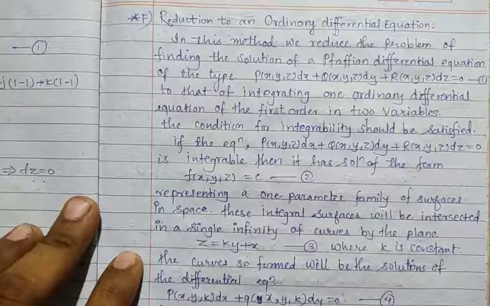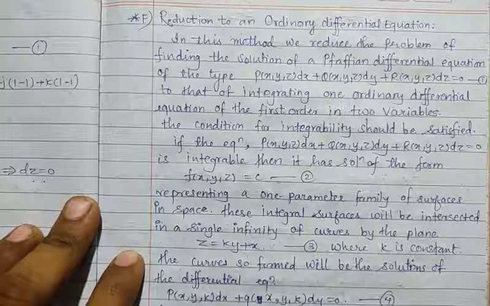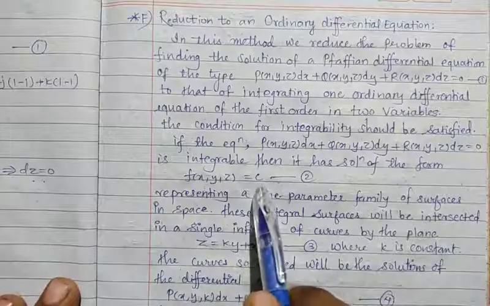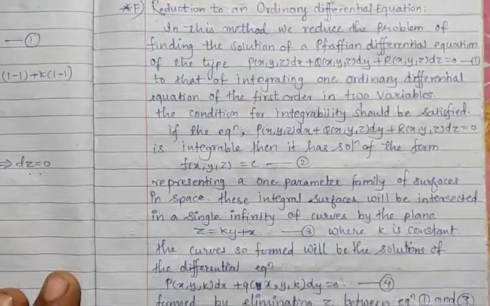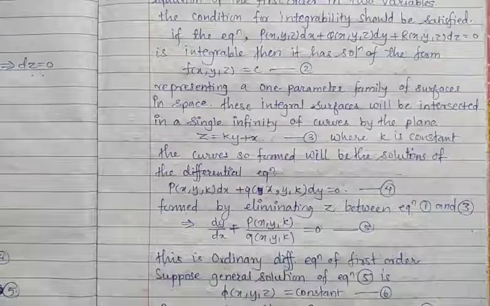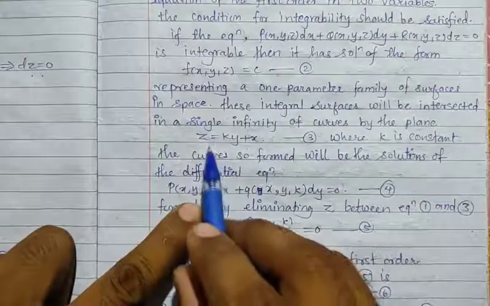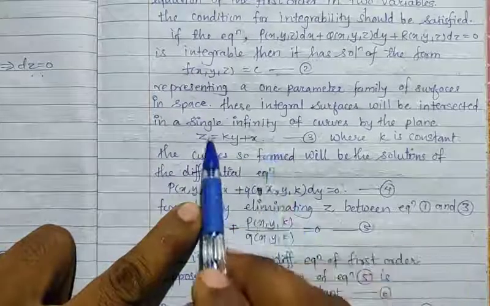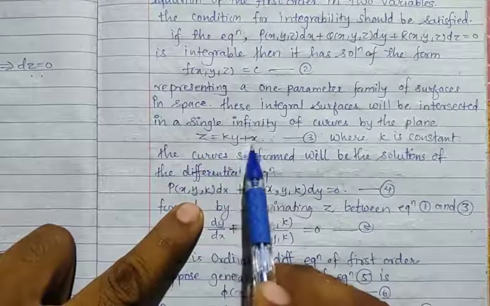These integral surfaces will be intersected in a single infinity of curves by the plane z = ky + x. This is equation 2. I call this 3, where k is the parameter or constant. So the curves formed will be the solution of a differential equation, which is P(x,y,k)dx. We substitute z = ky + x. After differentiating, dz = k dy + dx.